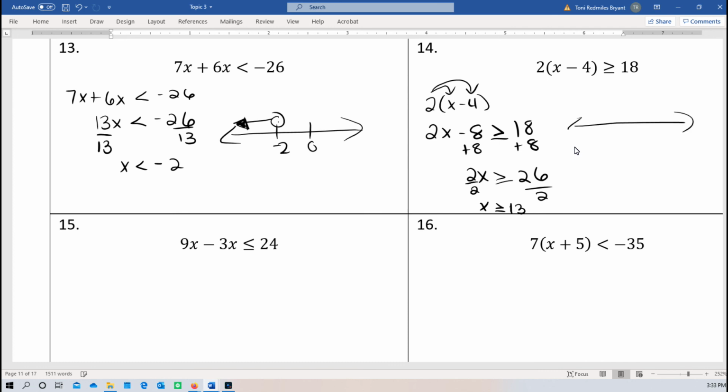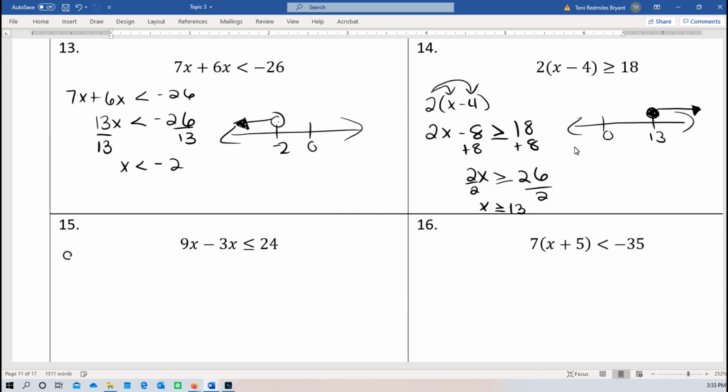All right, so we know on the number line that x is going to equal 13, but it's also everything greater than. A number greater than or equal to 13. That can be 15, 20, 100. It's the numbers to the right.